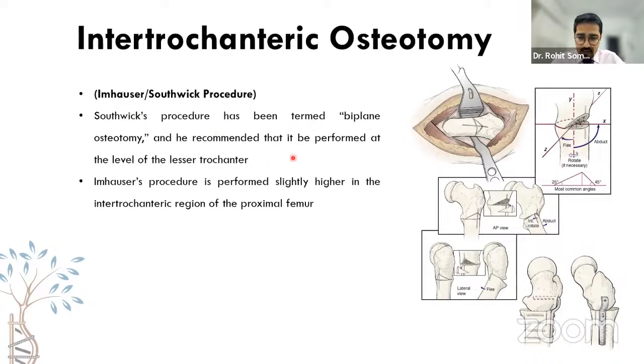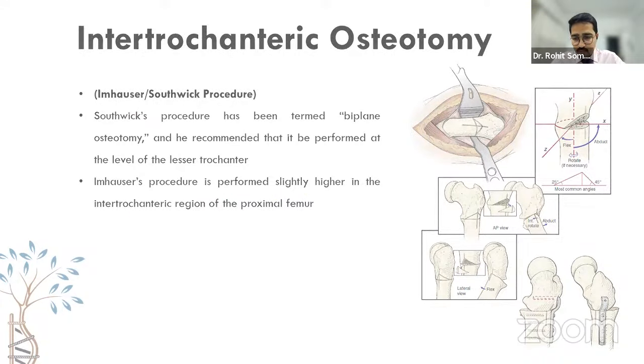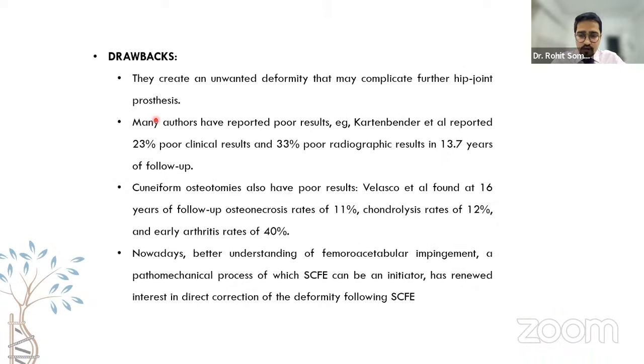Coming to the intertrochanteric osteotomy given by Imhauser and Southwick, this has been termed a biplane osteotomy, and Southwick recommended that it be performed at the level of the lesser trochanter. The Imhauser procedure is performed slightly higher in the intertrochanteric region of the proximal femur. Now, the problem with both of these proximal femoral osteotomies is that they create an unwanted deformity that may complicate further hip joint procedures. Most authors have reported poor results with them, as I have mentioned in the literature over here.